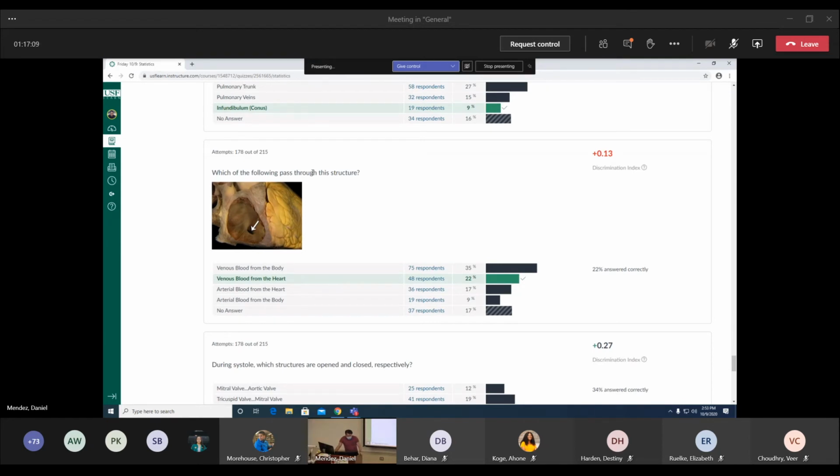So this is going to be the right atrium right here. Right here is going to be the superior vena cava, and this is going to be the inferior vena cava. And this is the coronary sinus. All this venous blood is dropping into the right atrium and eventually going into the right ventricle. But these are going to be the three holes that bring venous blood into the heart, right?